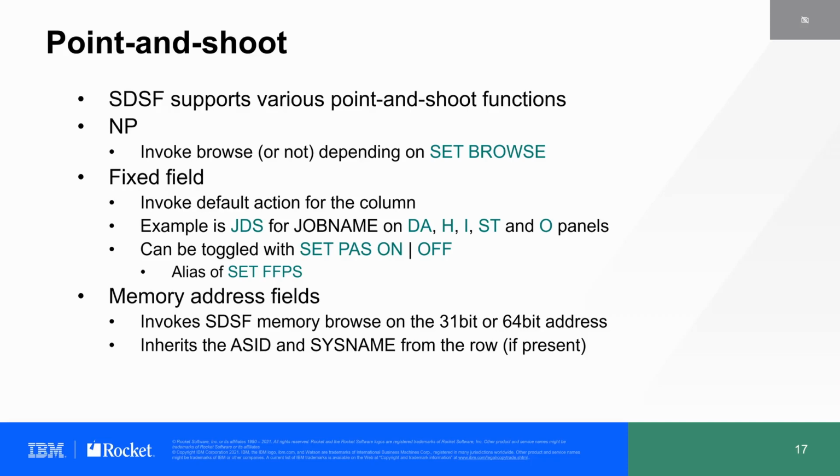But other panels might have a job name, ASID, and sysname associated with them. And if the code discovers that the row has that information in it, it will inherit the ASID and the sysname from that row. There's a new panel in 2.5 called the AD panel, which is for address-based diagnostics. It just shows you all the job names and ASIDs and all the control blocks that a systems programmer or developer might be interested in, like the ASCB and things like that. So you can then just do a point and shoot on that ASCB, and that will inherit the ASID and the sysname from that row and take you directly to do a memory browse on that control block. So that's pretty cool.